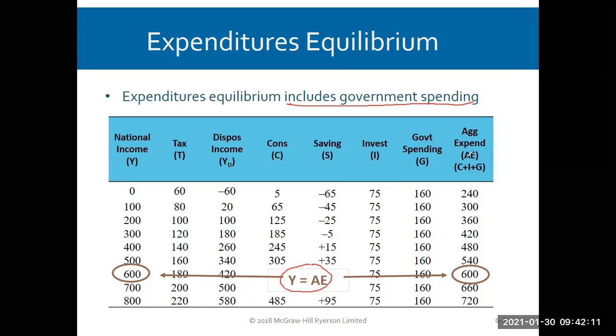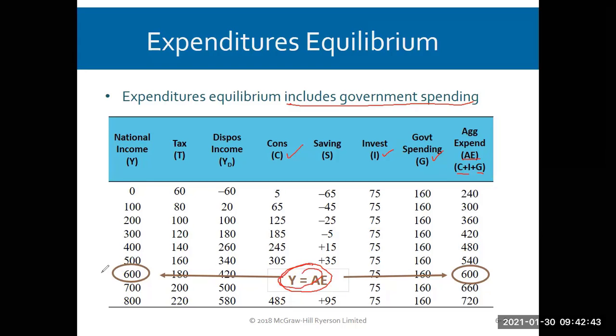And if you're wondering how you figure out AE this time, we used to do it C plus I. Well, now we expanded the model, so it's C plus I plus G. So I add my consumption, which I said is lower than previously because taxes gave us a lower disposable income. I add my investment, which is autonomous, so it's the same as before. I add government spending, which is autonomous, so it's the same as before, and I get AE. Then all I have to do is go down and find out where AE equals Y.